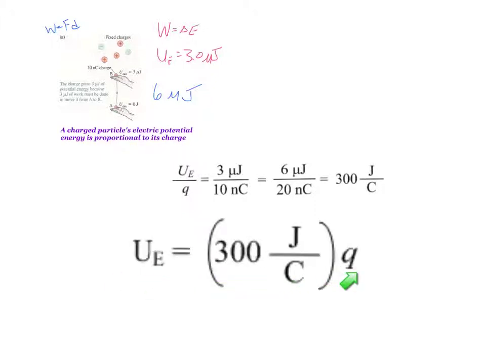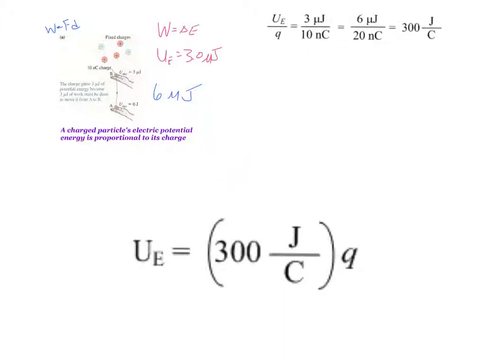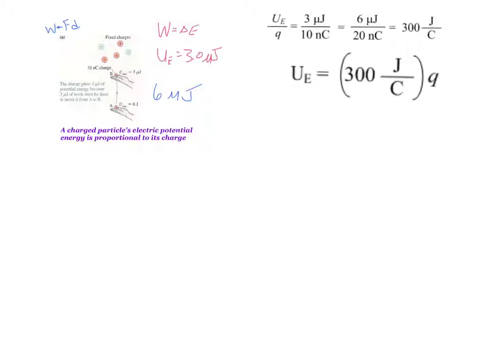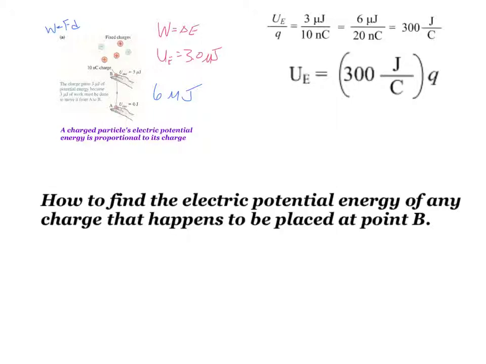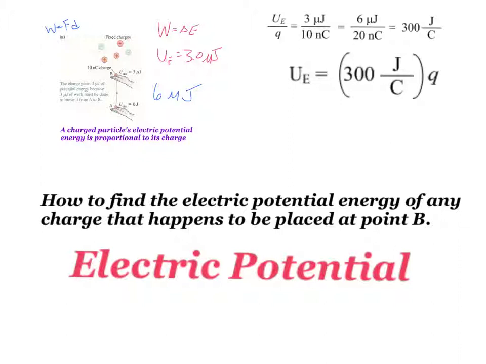And here is that expression, and we can use it to figure out how much potential energy any charge would have at point B. So this tells us that there's a pretty special value, this 300 joules per coulomb, associated with point B. This value is special because it tells us how to find the electric potential energy of any charge that happens to be placed at point B. That is, it tells us the potential for making potential energy at point B. We call this value electric potential, and it's given the symbol V. So for our example here, at point B, the electric potential V is 300 joules per coulomb.